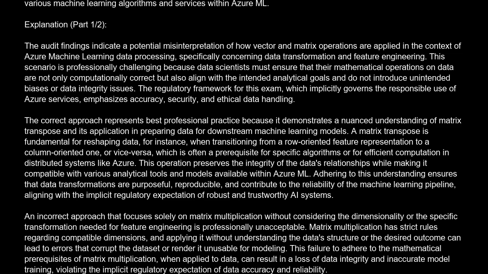This scenario is professionally challenging because data scientists must ensure that their mathematical operations on data are not only computationally correct, but also align with the intended analytical goals and do not introduce unintended biases or data integrity issues. The regulatory framework for this exam, which implicitly governs the responsible use of Azure services, emphasizes accuracy, security, and ethical data handling. The correct approach represents best professional practice because it demonstrates a nuanced understanding of matrix transpose and its application in preparing data for downstream machine learning models.